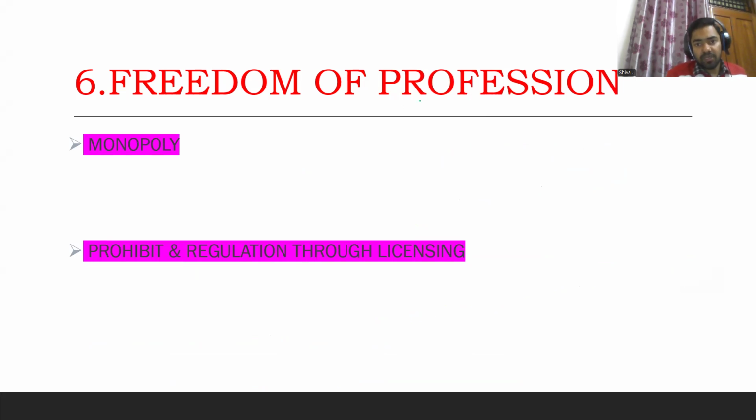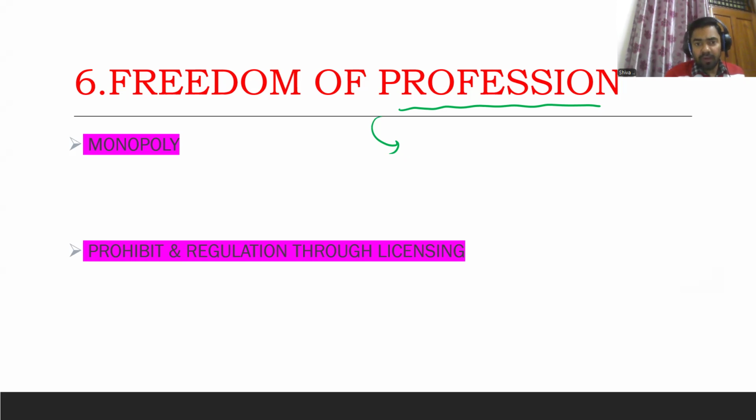Then freedom of profession. Freedom of profession talks about choosing your means of livelihood. So you could be a doctor, an engineer, a teacher, an IAS officer, an IPS officer, anything of your choice. But again, there are some restrictions. For example, suppose tomorrow you want to become an MBBS doctor, then for that you should have an MBBS degree. You should have technical qualifications. If you want to give the UPSC examination, you should have a graduation at least.